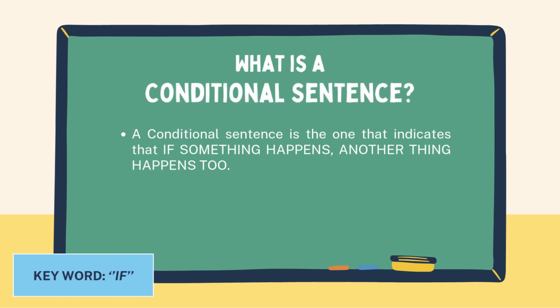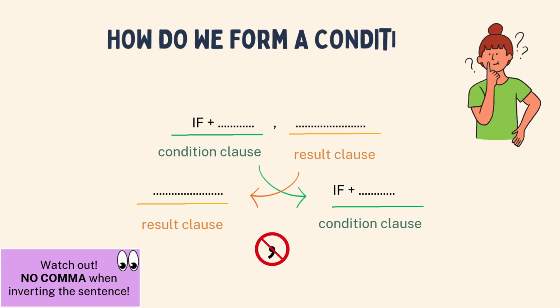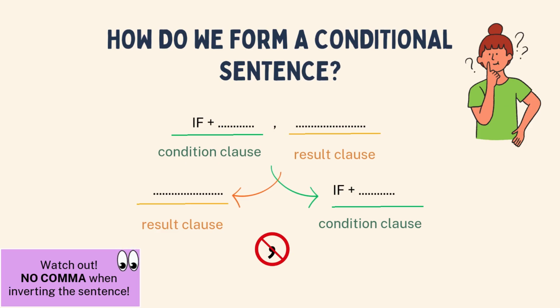It is a sentence that indicates that if something happens, another thing happens too as a result of it. In order to create conditional sentences, we must use the word if because it creates the idea of a condition. Now, how do we create a conditional sentence? Well, conditional sentences consist of two clauses or parts. The first one, including the word if, is called condition clause, and the second one is called a result clause. So in the first part, we create the condition, and in the second part, we mention the result of that condition. These two parts are divided by a comma.